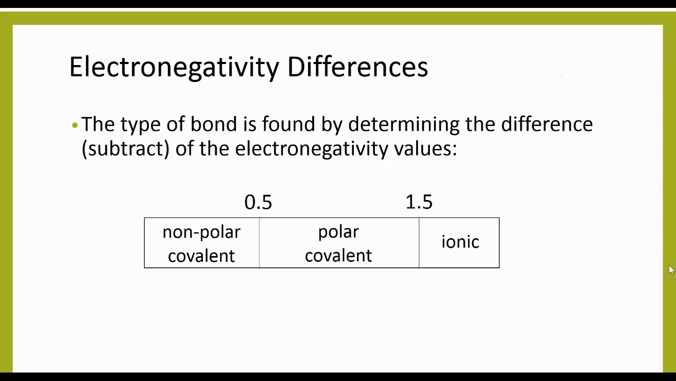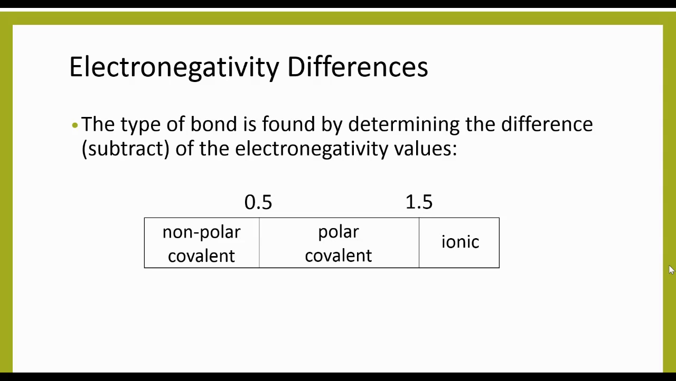Okay, so these electronegativity differences can actually help us determine the type of bond present in our compound. A difference of 0 to 0.5, so less than 0.5, gives us a nonpolar covalent bond, meaning that we're sharing those electrons pretty equally. We don't really have any dipoles. Between a difference of 0.5 and 1.5, those are polar covalent compounds. And anything with a difference of more than 1.5 is going to be ionic.